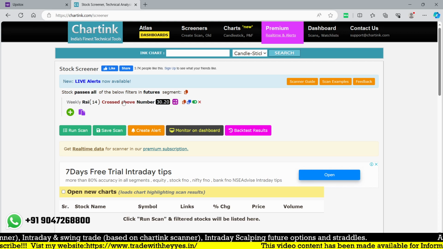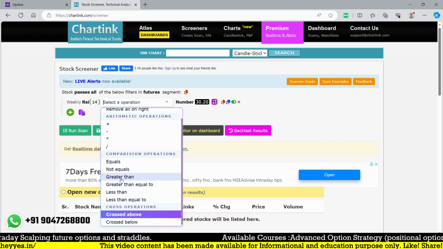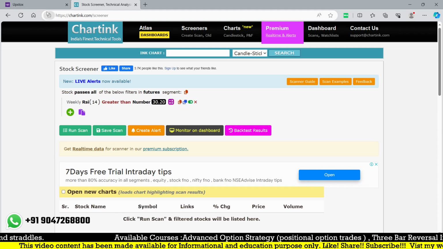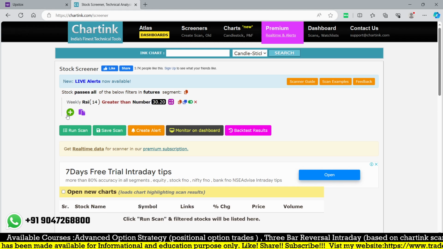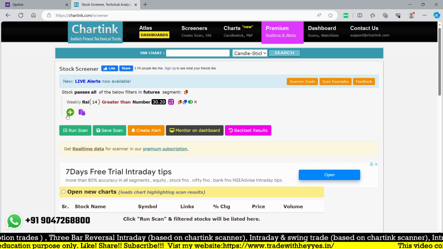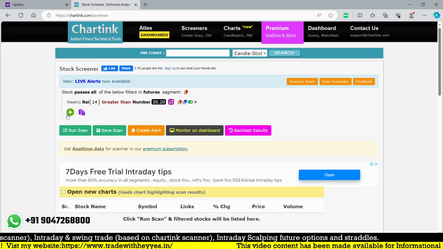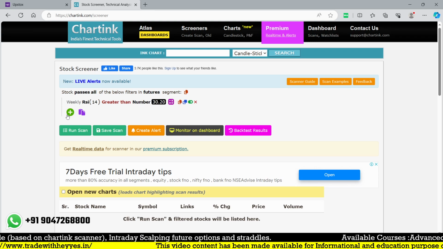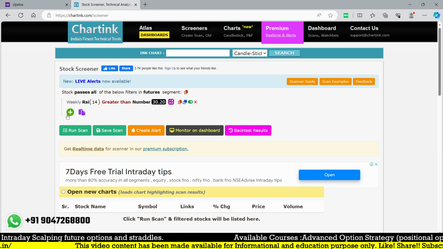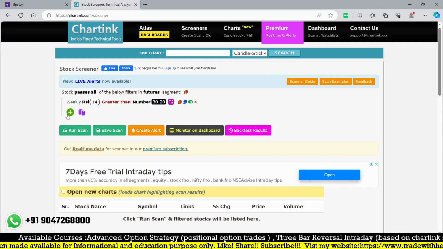If you are using greater than, it is only at the end of the week. Maybe it may have crossed on Monday or Tuesday or Wednesday. At any point of time, we can get that alert. So crossed above means we can get the alert, but if you are using greater than, only at the end of the week will it give you the confirmation. So that is the difference you need to understand from that line.